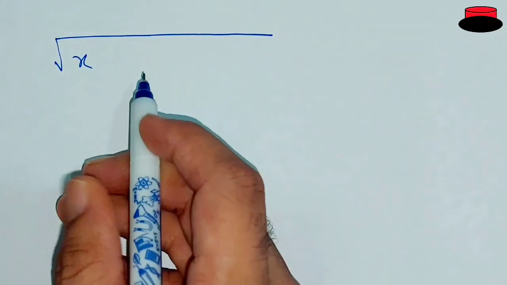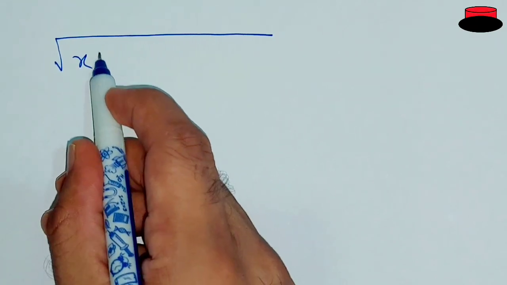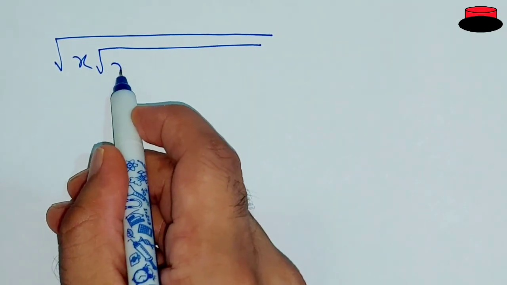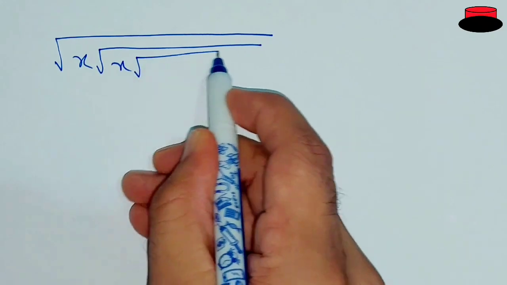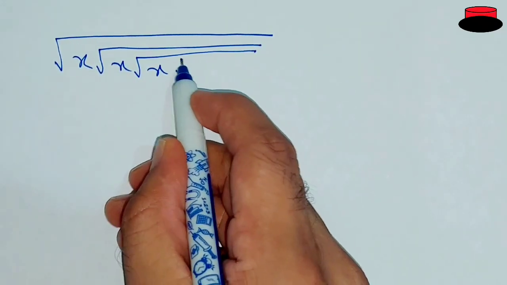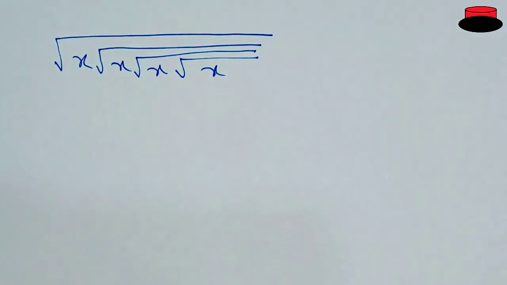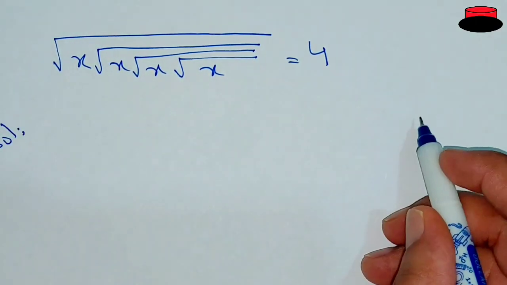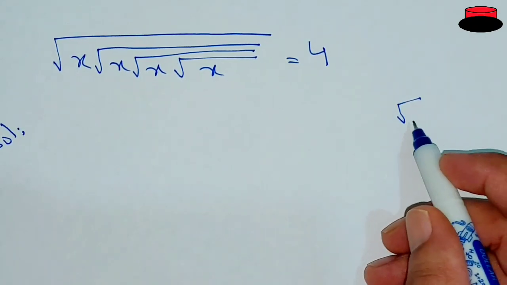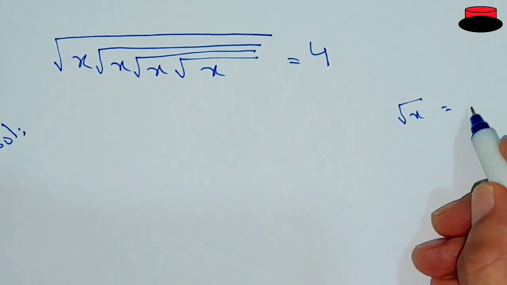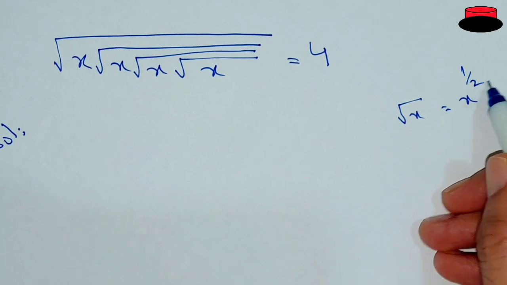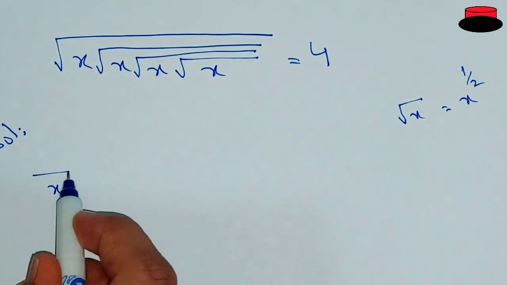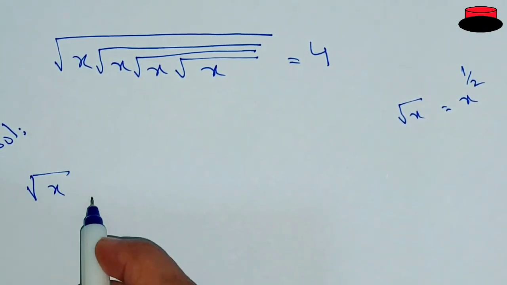In this video, we are going to learn about nested under root. Nested under root means that we have roots above roots. For example, we have under root x, under root x, under root x, under root x equal to 4. And we know that under root x is equal to x power 1 over 2. So we are separating all of these.